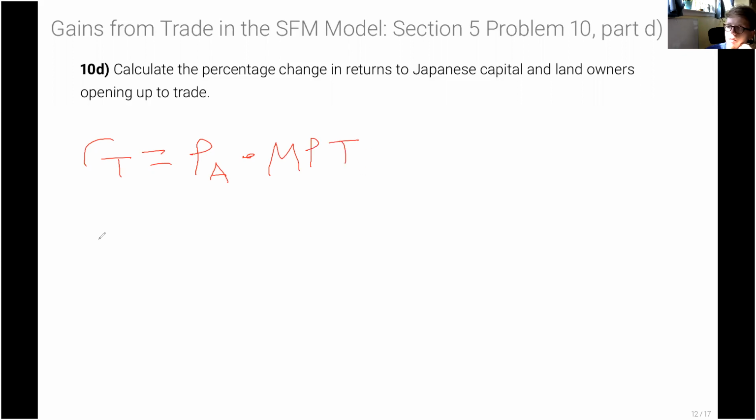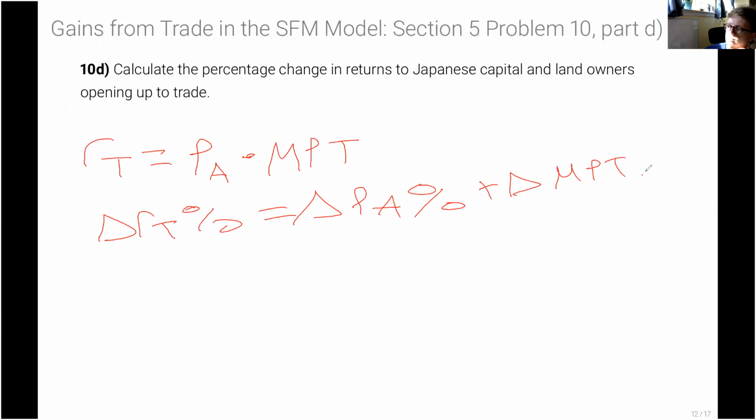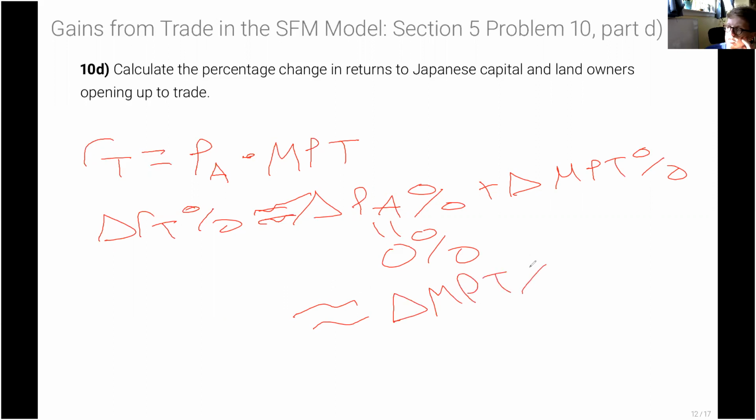Okay, so then if I want to figure out what the percent change is going to be in the returns to land, it's just going to be given by the percent change in the price of agriculture, plus the percent change in the marginal product of land. So I know already that this is equal to 0, and so the percent change in the returns to land is just going to be approximated by the percent change in the marginal product of land.